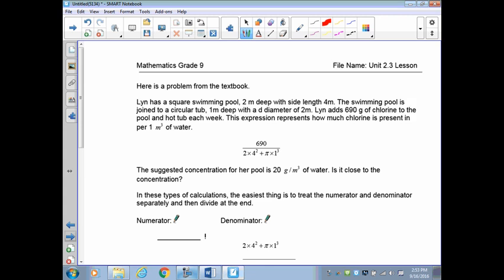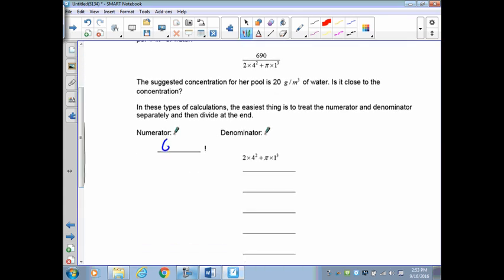So what we have to do is, using the fact that pi is equal to 3.14, calculate this calculation. Now, rather than recopying 690 over and over, we're going to separate them. Since the 690 is already solved, we're just going to put this in a holding pattern. We'll deal with this at the end when we do the final division, which is the fraction. So let's take a look at 2 times 4 squared plus pi times 1 cubed. This is our next step. All right. Now remember, it's BEDMAS.